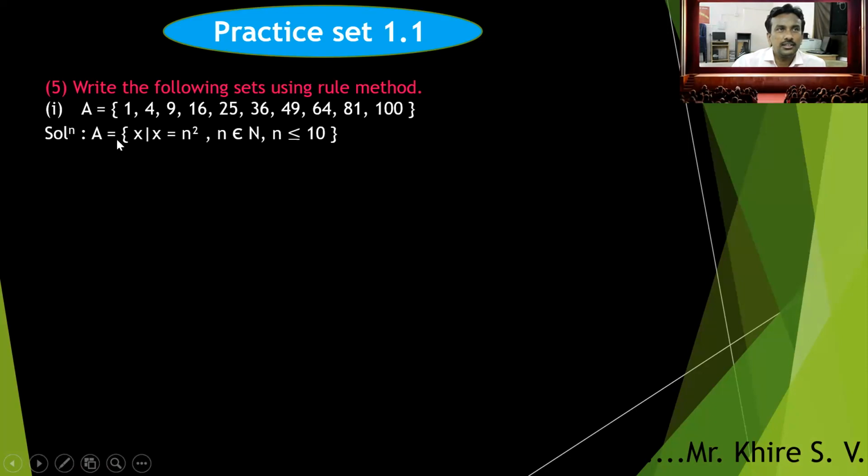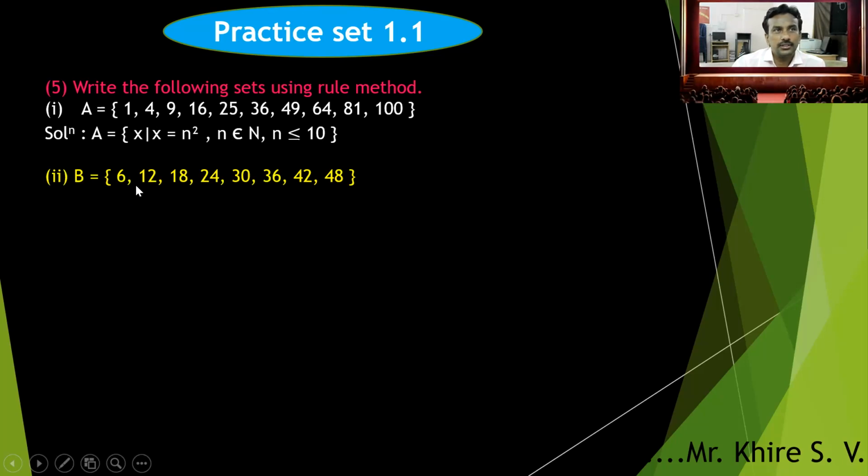So A is the set of X such that X is equal to n squared, where n belongs to N and n is less than or equal to 10. This is the condition. Up to 10 only, the squares of natural numbers from 1 to 10 only. Okay. The same set is written. This is the listing method and the second solution is in the rule method.